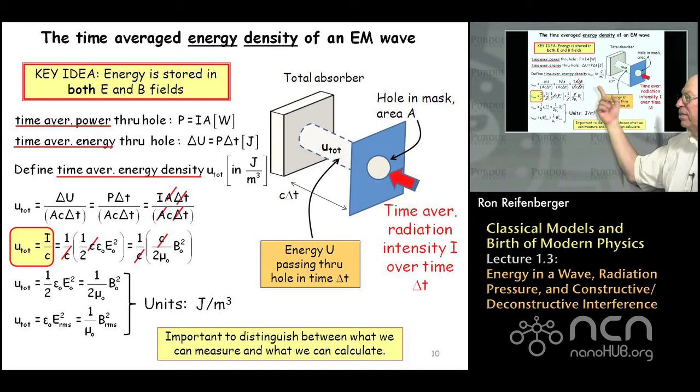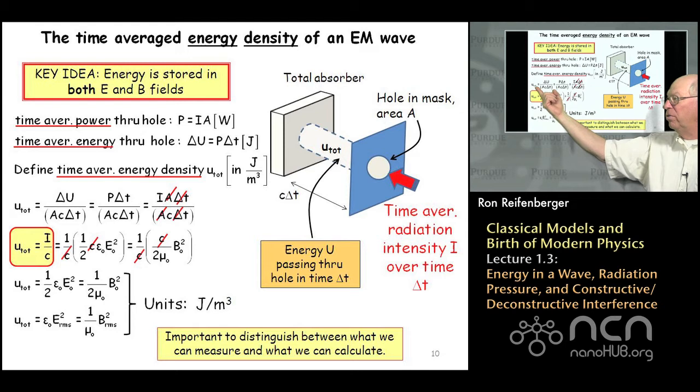So you can define this energy density u, small u, as the total energy passing through that hole divided by the volume of that cylinder. And when you work through the arithmetic, you end up with an expression for this energy density u in terms of the intensity I and the speed of the electromagnetic wave c, right? And that has units of joules per cubic meter. So this is something that you calculate. This is something that you measure. So you measure I, you know c, and you can infer u total.